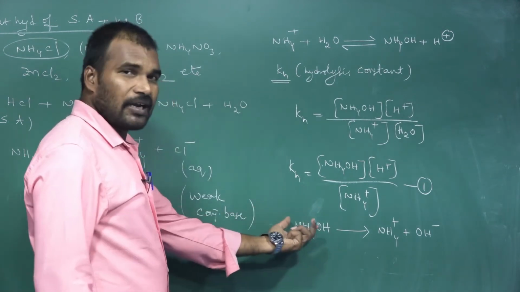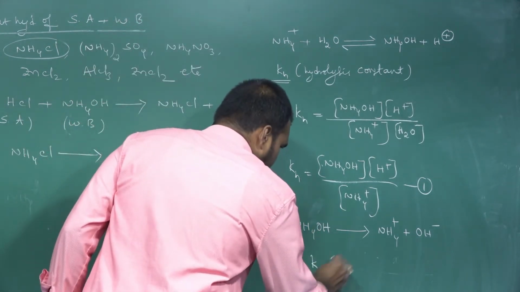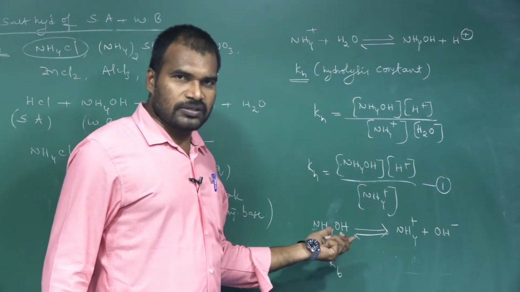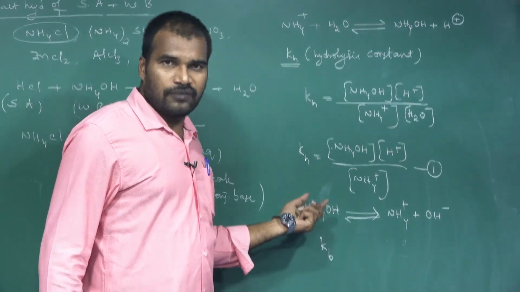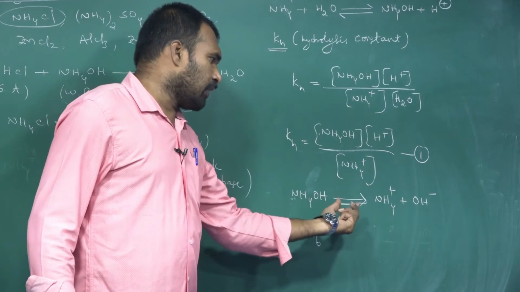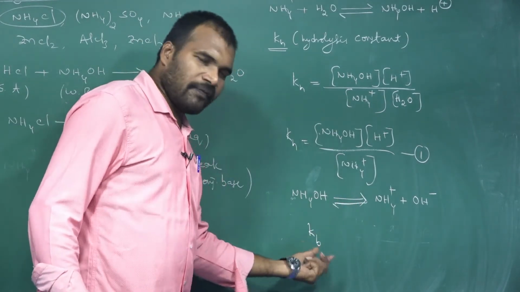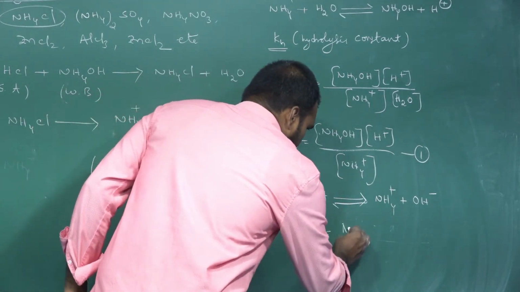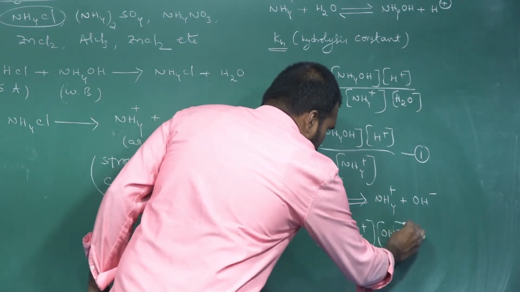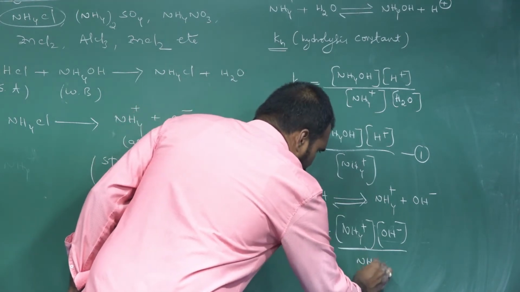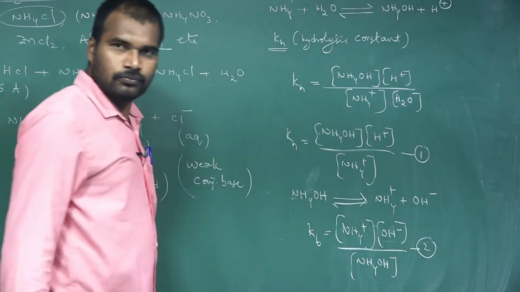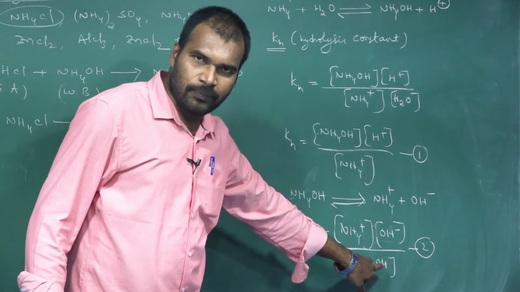Write the Kb value for the above reaction. Kb is equal to, why? Because it's a weak electrolyte. According to Ostwald's dilution law, it's applicable only to weak electrolytes. Here the weak electrolyte is ammonium hydroxide, and it comes to the equilibrium state. So Kb is equal to NH4 plus concentration into OH minus concentration divided by NH4OH concentration. Consider this as equation number 2. Equation number 1 and equation number 2.